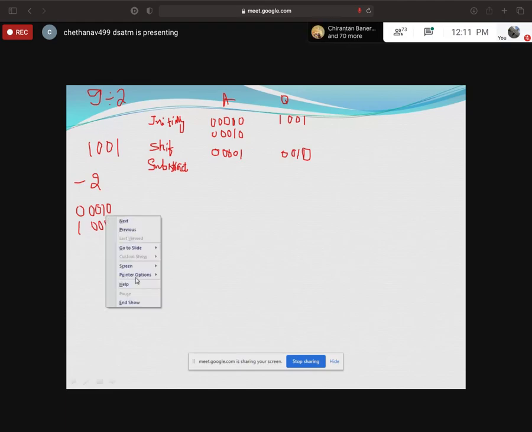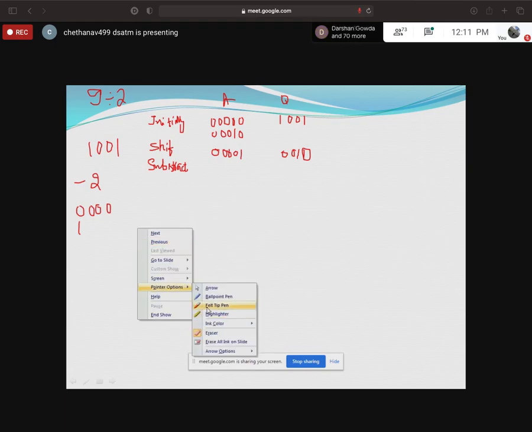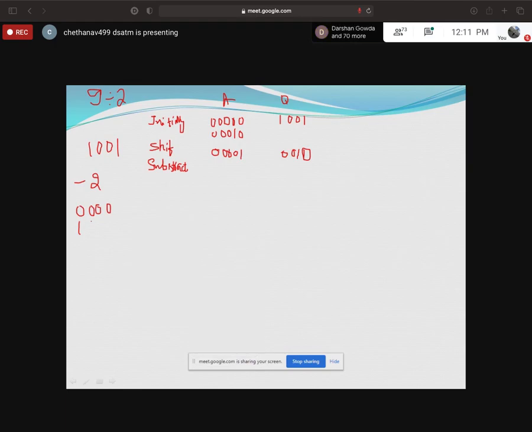Okay, sorry, I was wrong here. This is my 2, 0, 0, 0, 1, 0, isn't it? So the 2's complement is the 1's complement of it. That means 1, 1, 1, 0, 1 plus 1. So what will we get? 0, carry 1, 1, 1, 1, 1. This is my 2's complement value.